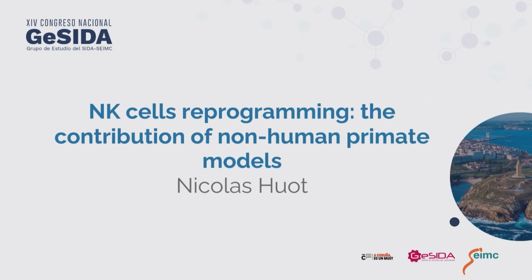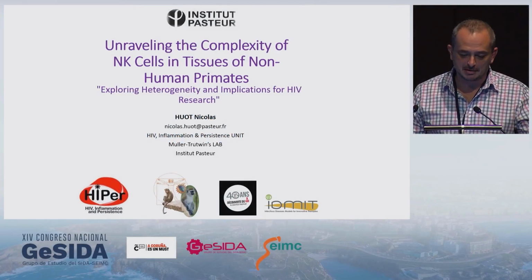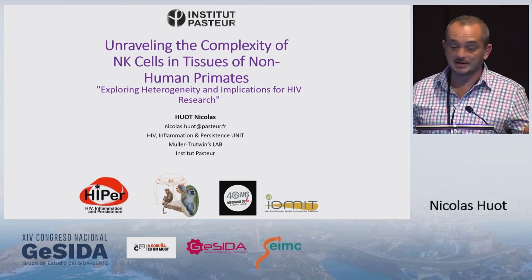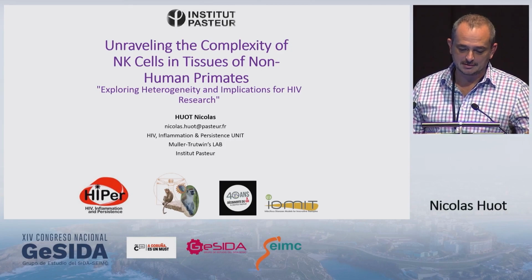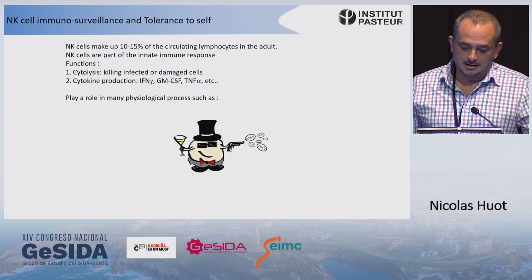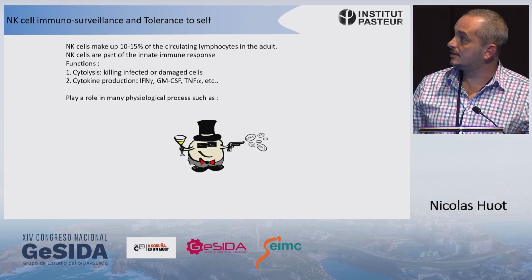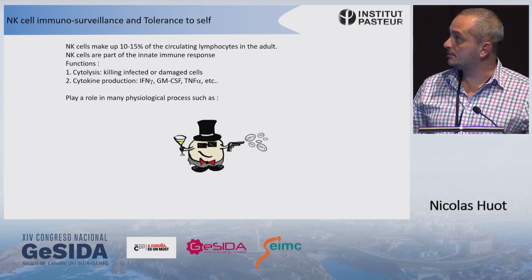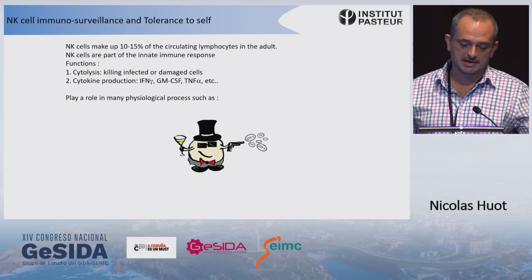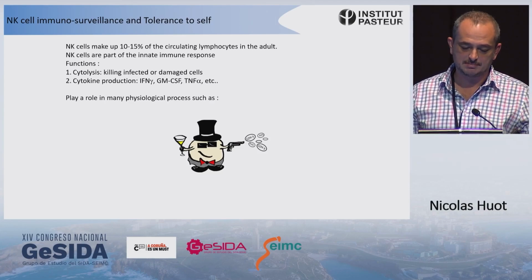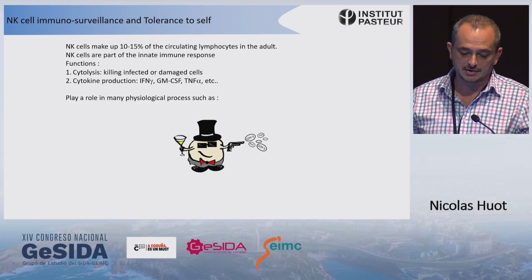So thanks a lot. I would like to thank the organizers for inviting me. It's always a pleasure for me to speak about NK cells and especially their complexity in the model of non-human primate infection. So NK cells, it's not a mystery for you if I say that NK cells are lymphocytes. They comprise 5 to 15% of circulating lymphocytes in adults. There are two main functions. They are able to produce many cytokines such as interferon gamma, GM-CSF, or TNF-alpha, but they are most known for the capacity to directly recognize and kill stressed cells.